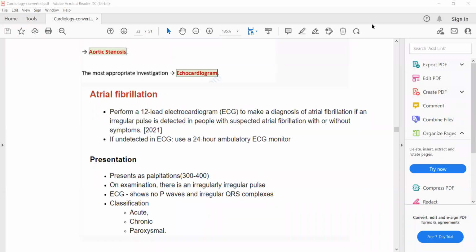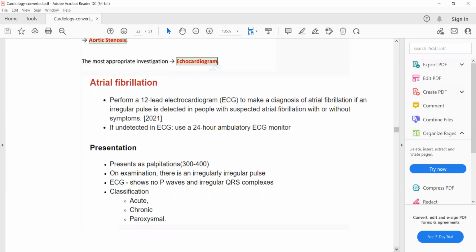Our first topic for today is atrial fibrillation. The presentation of atrial fibrillation is that the patient will present to you with palpitations. On examination, there will be irregular pulse, and on ECG, there will be no P waves and irregular QRS complexes.